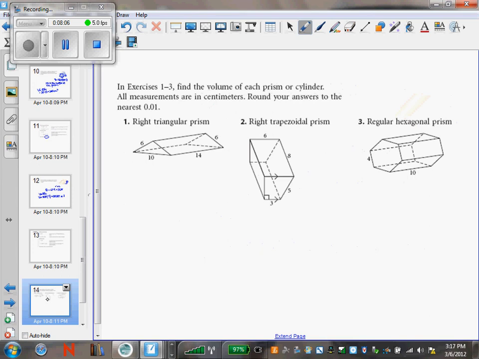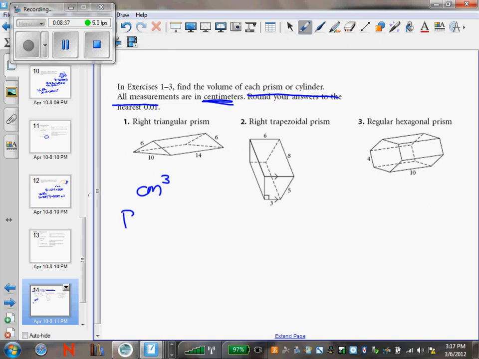Okay, so for homework, I want you to do 4 problems. Here are the first 3. All measurements are in centimeters, so we're going to have centimeters cubed. And it says round your answers to the nearest hundredth. We're not going to have to worry about that on these 3 problems. So this base is a triangle, then we have a trapezoid, then we have a regular hexagonal prism.